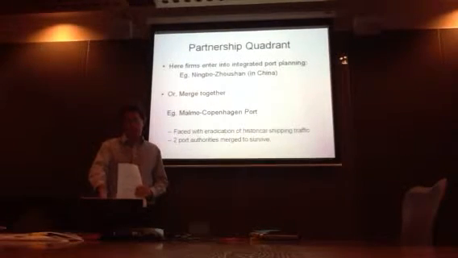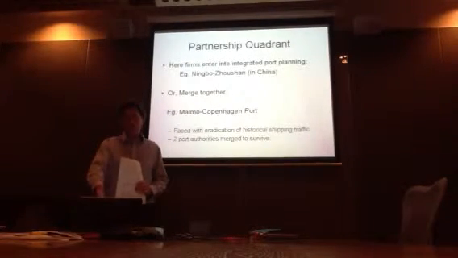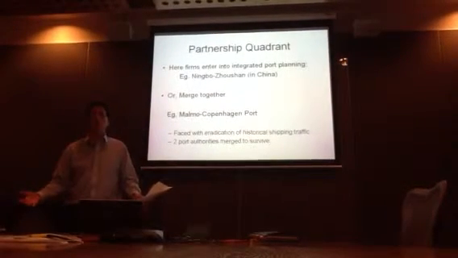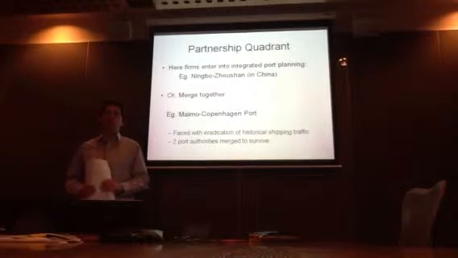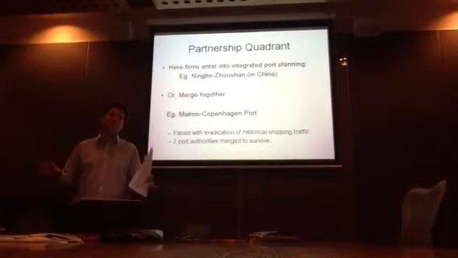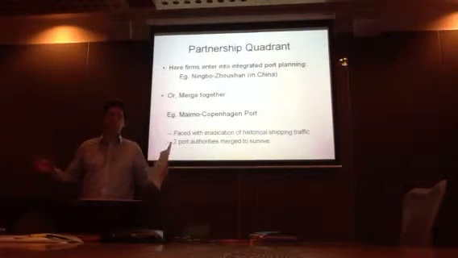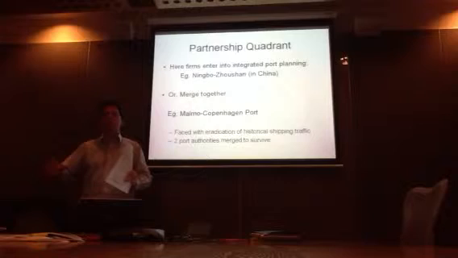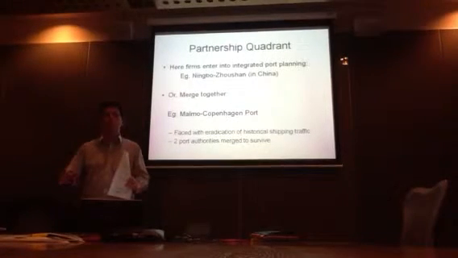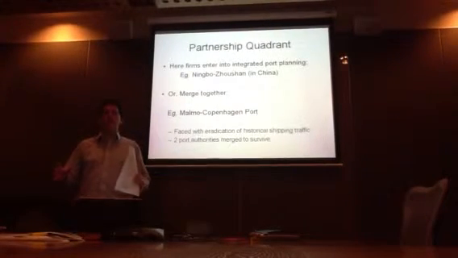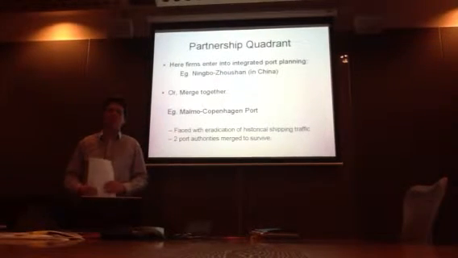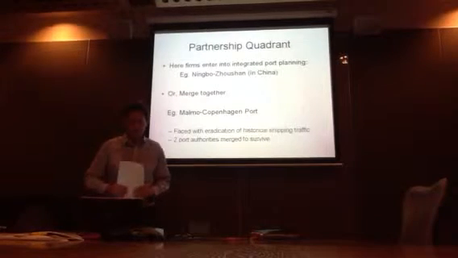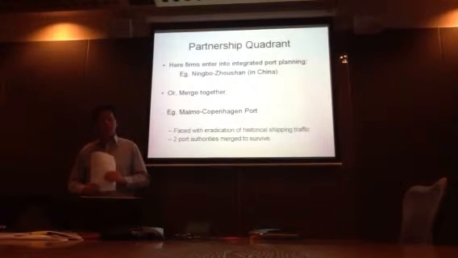Another example of cooperation in the partnership quadrant is where port authorities merge. And they usually merge in situations where they may have been in competition with each other, quite extensively, but they just can't compete. They're trading off each other, they're limiting their competitiveness, their resources, and they find it harder to compete against other ports within the area that serve the same hinterland or foreland. A good example of this was Copenhagen and Malmö.